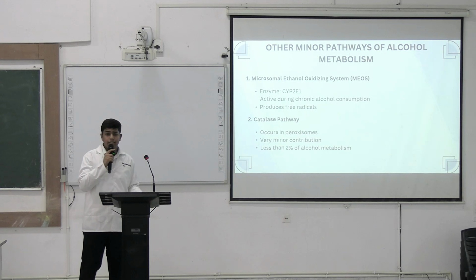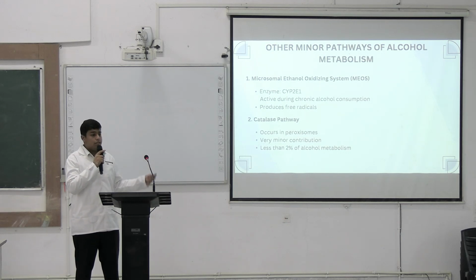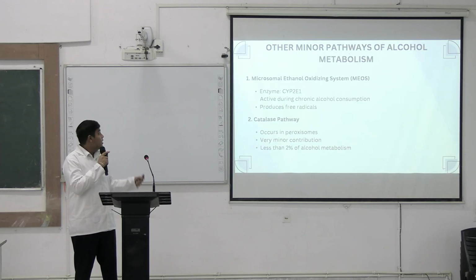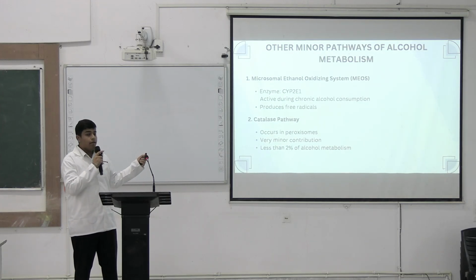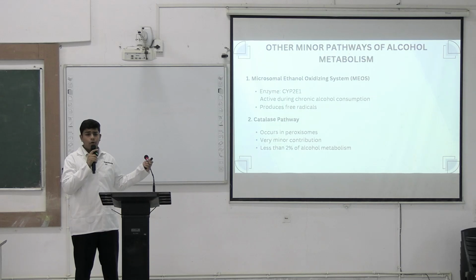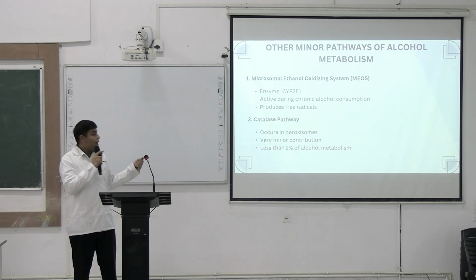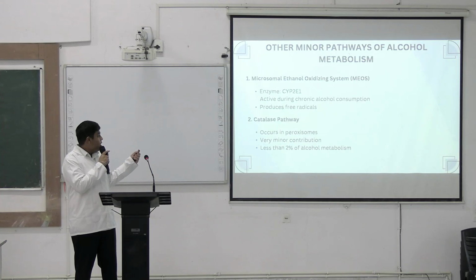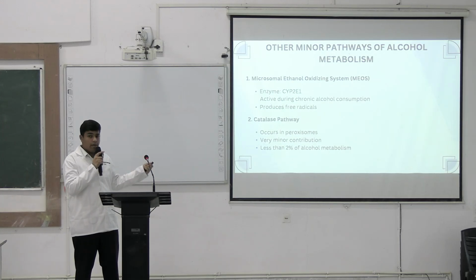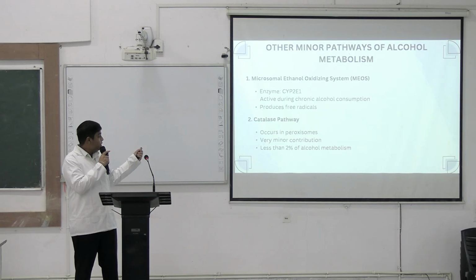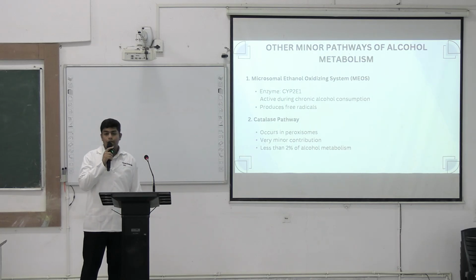Other minor pathways which help in alcohol metabolism are the microsomal ethanol oxidizing system. The enzyme used is CYP2E1. It gets activated during chronic alcoholism. It produces free radicals. The second pathway is the catalase pathway. It occurs in peroxisomes, with a very minor contribution in alcohol metabolism, where less than 2% of alcohol is metabolized.